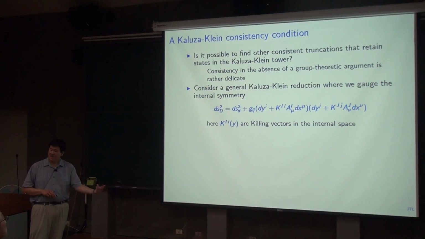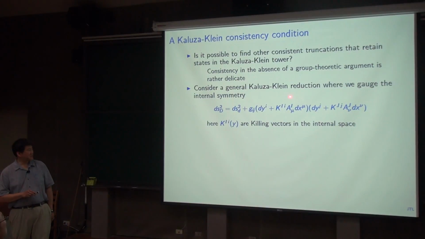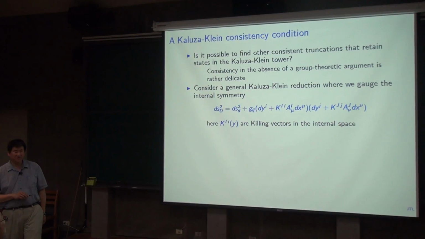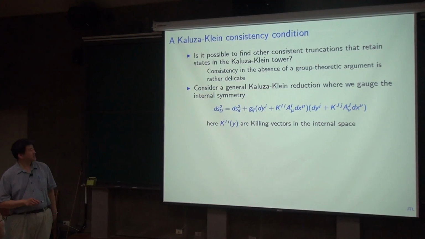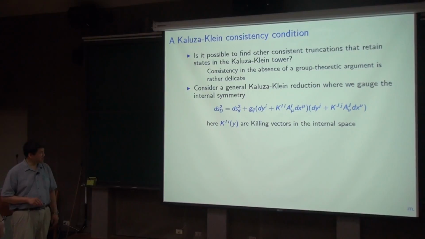So S7 has SO(8) isometry. I can think about this as gauging my SO(8) isometry, getting SO(8) gauge fields out of the reduction. But more generally, I have some isometries, and I gauge some isometries. At the level of a linearized KK ansatz, I might write down something like this.